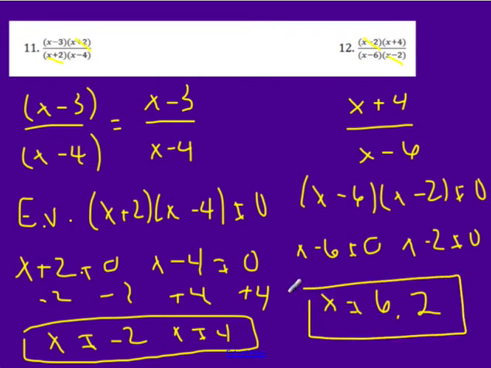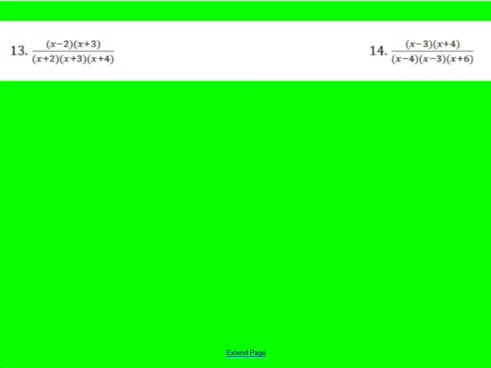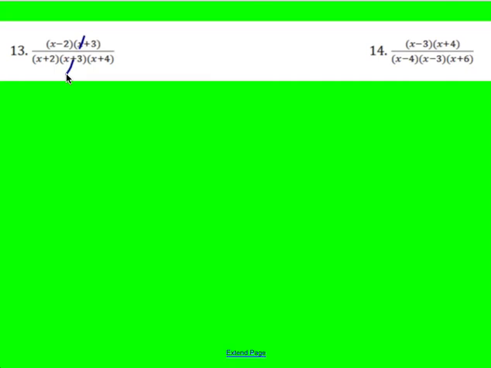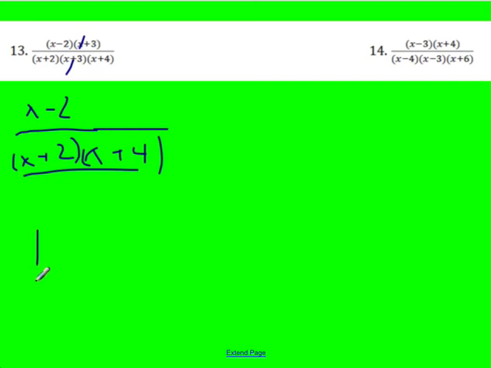Lastly, let's take a look at 13 and 14. So for 13, I want to cancel out my factors. So I can cancel out x plus 3. And then what I'm left with is x minus 2 alone on top, but then I have x plus 2, x plus 4 being multiplied on the bottom. Now for me to have an entirely multiplied, simplified rational expression, I need to actually re-multiply those two together.